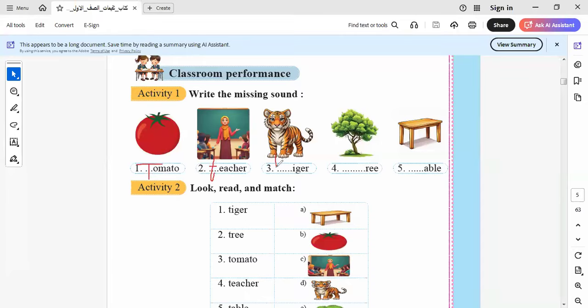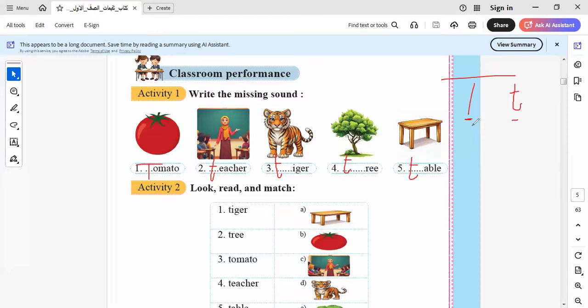Here we have tiger. Here all of these have the letter T. Can you remind me, what is this letter? This letter is letter T. Written like what? Like this one. Capital T and small t. I would like you to repeat with me. Capital T and small t for tomato. T for tomato, for teacher, for tiger, tree, and table.